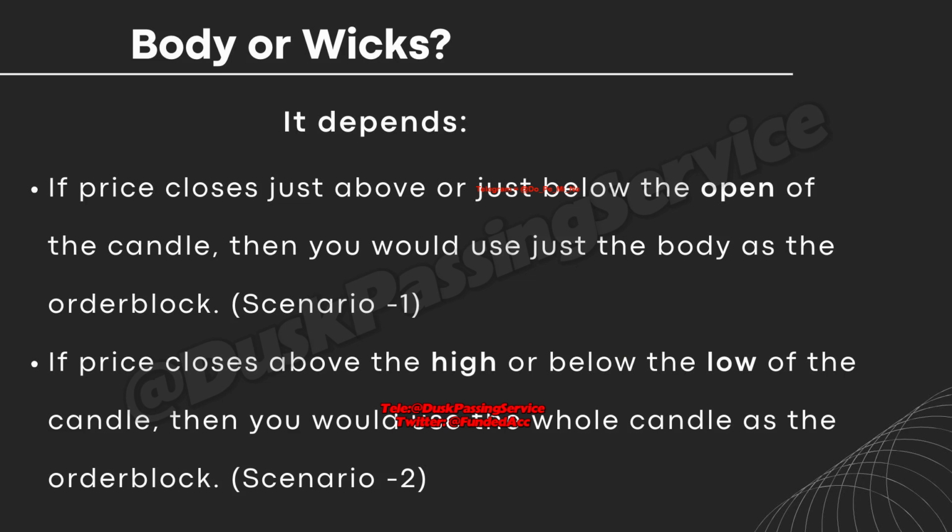The second one is the opposite of the first one, which is that if price closes below or above both the open and the wick of the candle, then in that case you would choose the whole candle as an order block, including the wicks with it, right? This is the second scenario for how you can choose an order block. Now let's look at some examples here.